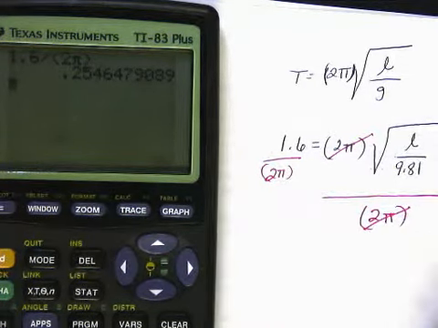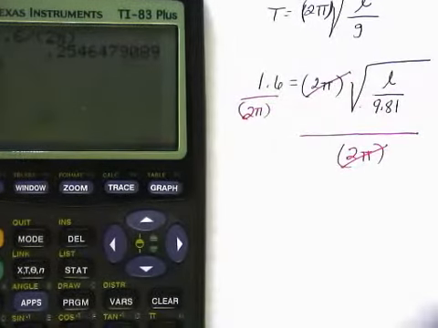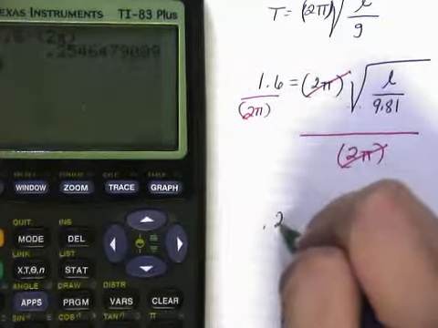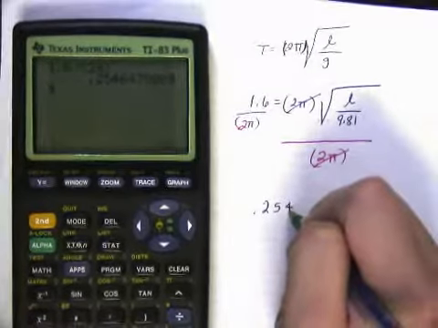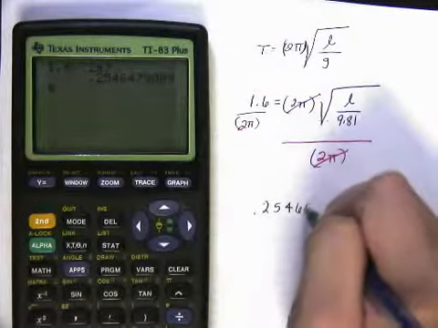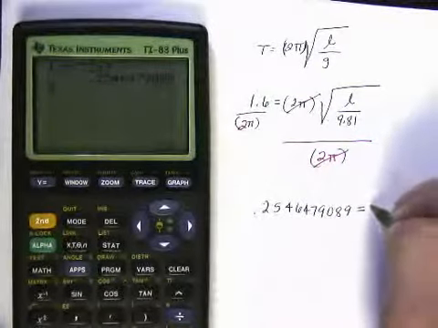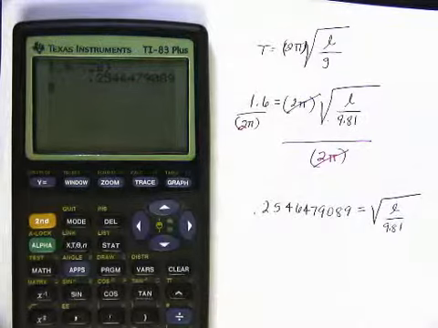So I'm going to rewrite this all for the sake of simplicity and to show you each step I'm doing. I've got 0.2546479089 is equal to the square root of L divided by 9.81.